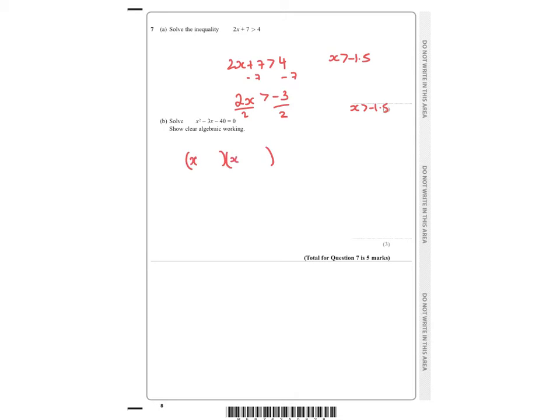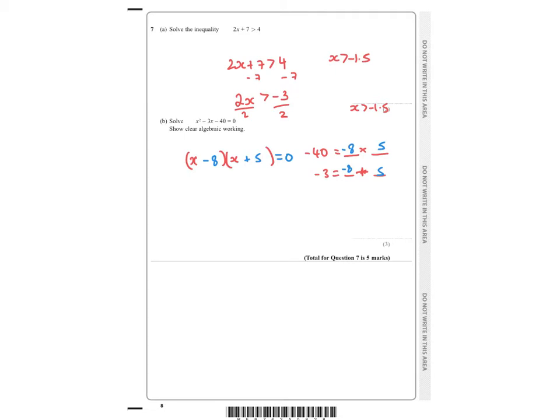So x squared minus 3x minus 40. I need two numbers that multiply to give me minus 40 but add to give me minus 3. The first thing I look at is minus 40. I'm thinking 8 and 5. With 8 and 5, I would be able to get minus 3 if I had minus 8 and plus 5. That does work. So I get minus 8 and plus 5.